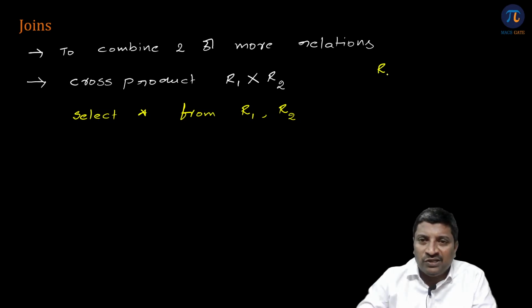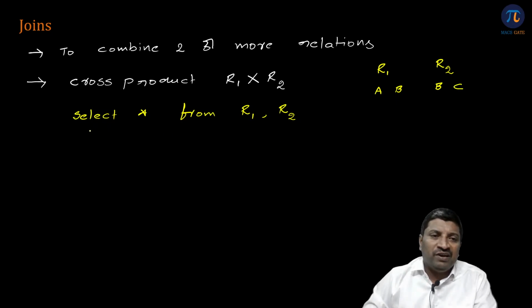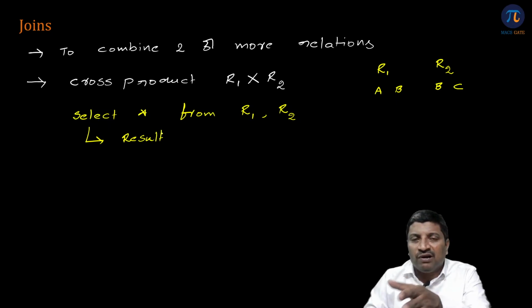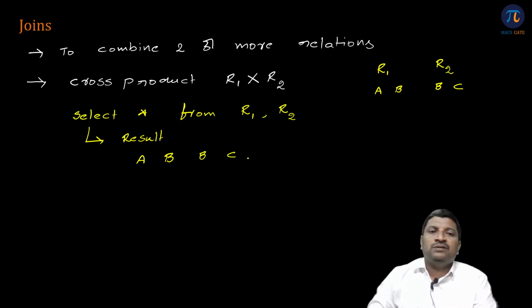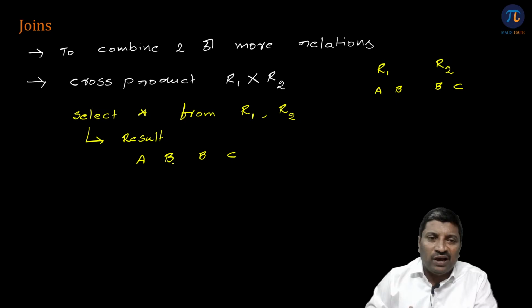Suppose my relation R1 has attributes A, B. Relation R2 has attributes B, C. When we apply this query, the result will be all the attributes of the first table followed by all the attributes of the second table. The attributes of the first table are A, B, and the attributes of the second table are B, C. Hope you understood it. So this is about the attributes.